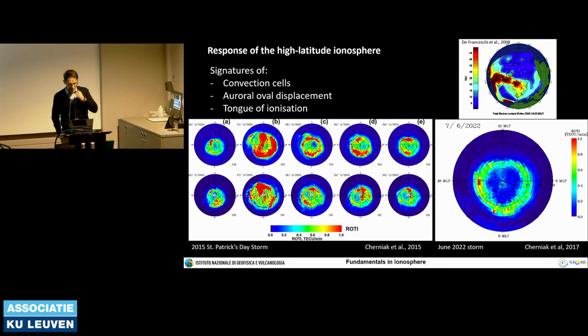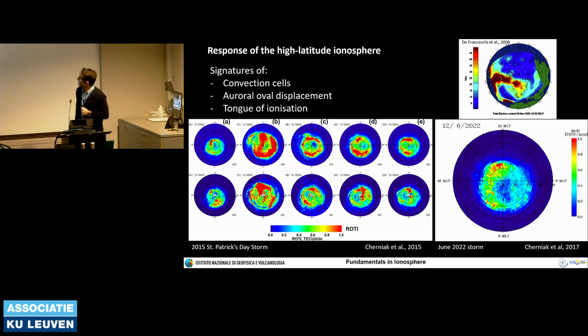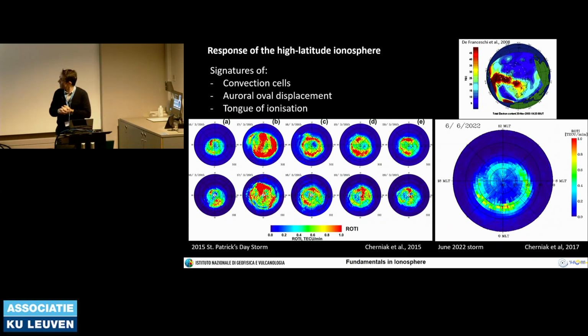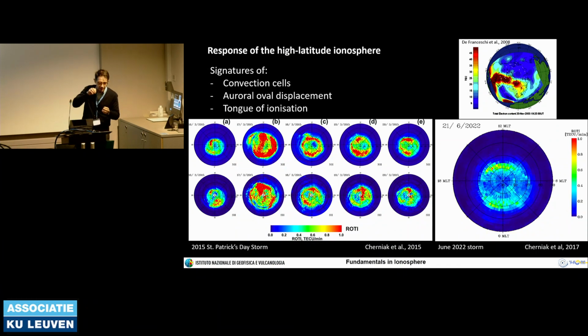Again, for what concerns the response of the high latitude ionosphere, there are changes in the shape and convection cells. These create different features related to the tongue of ionization, so how it is created and how the plasma tends to move across the polar cap, and also tends to fragment because there are also instability processes occurring while the tongue of ionization grows and moves across the polar cap. And of course there is also a displacement of the auroral oval.